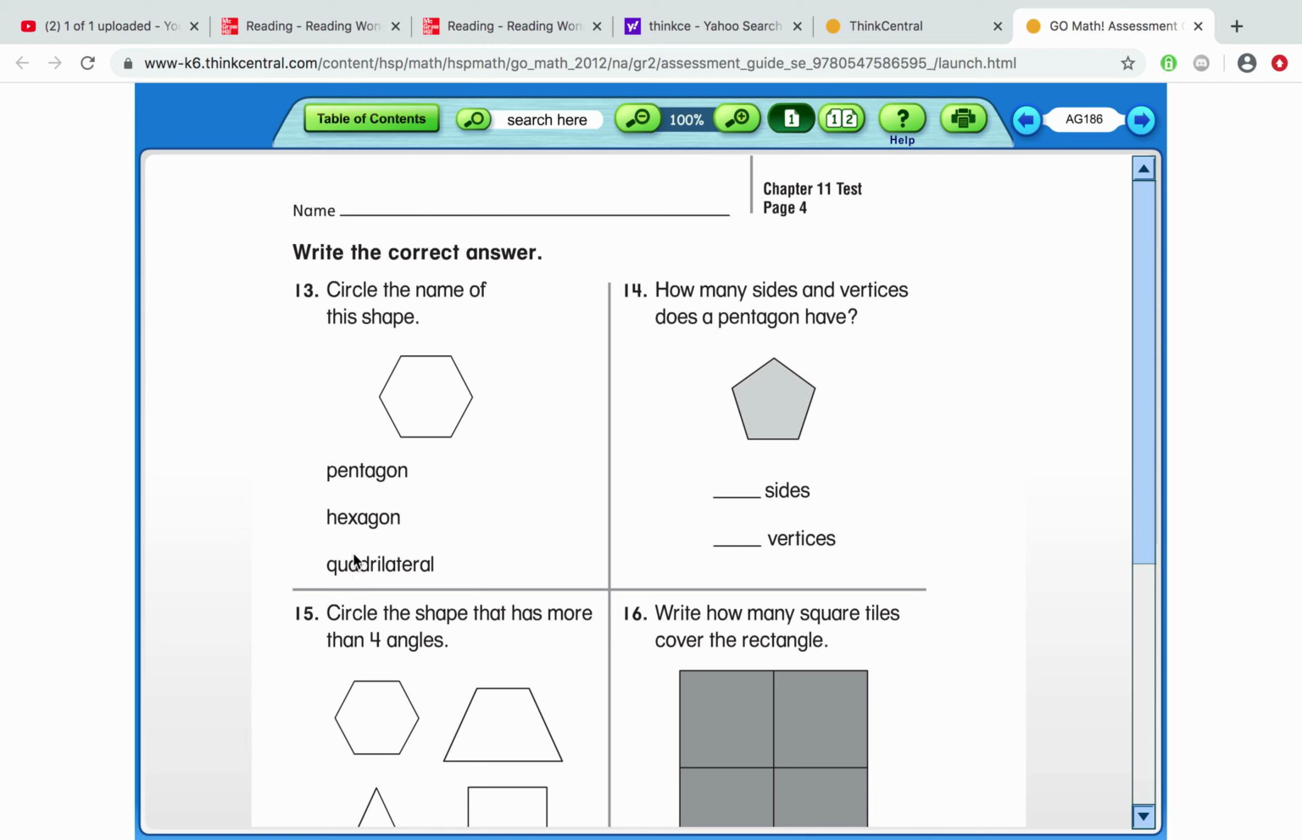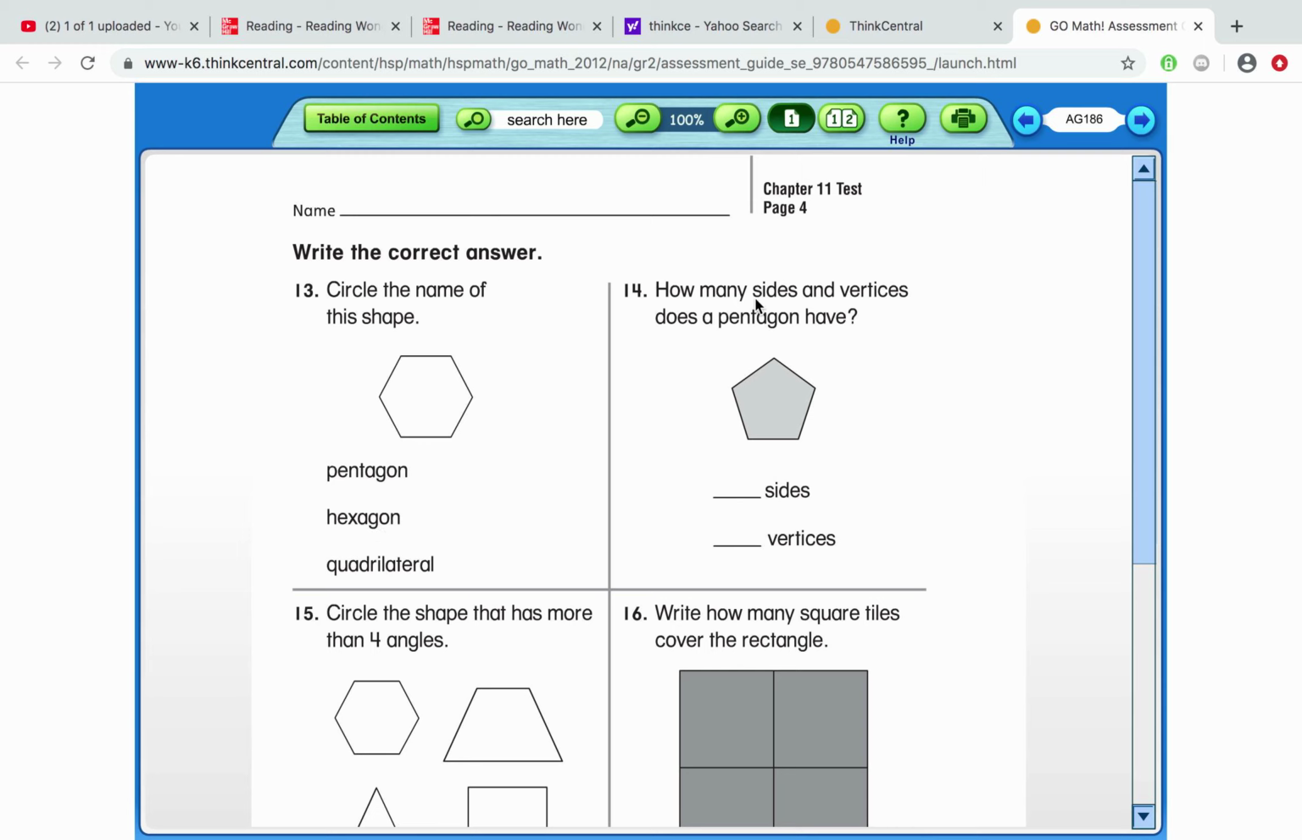All right, I hope you wrote down hexagon or circled hexagon if you printed these papers. This shape has 1, 2, 3, 4, 5, 6 sides. Hexagon is your answer.